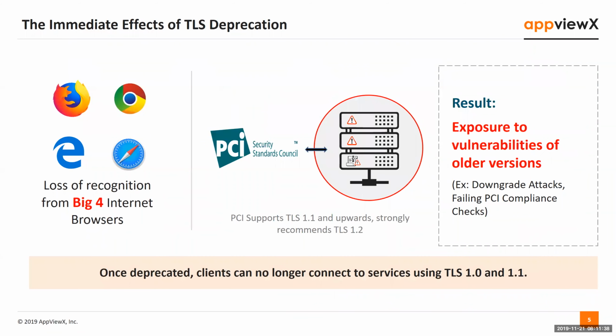So what are the immediate effects of this deprecation? One of the biggest aspects is PCI. If you are looking at compliance, you have to look at deprecating these protocols and how easily or seamlessly you can do it. Redirecting users to a honeypot page where they have to upgrade their browsers or upgrade their endpoints to support that is something that you have to look at. And that's one of the key aspects here.